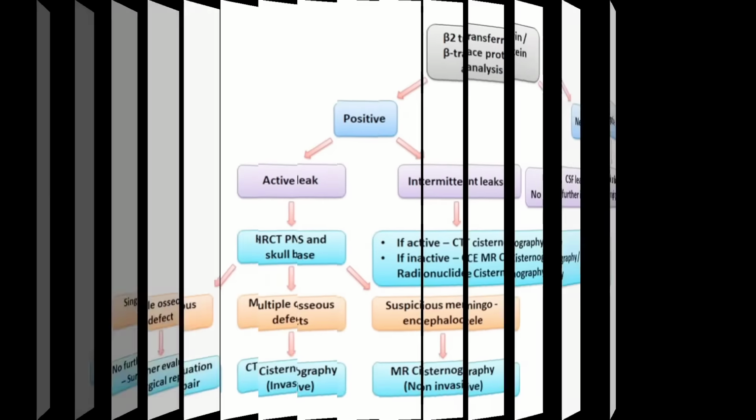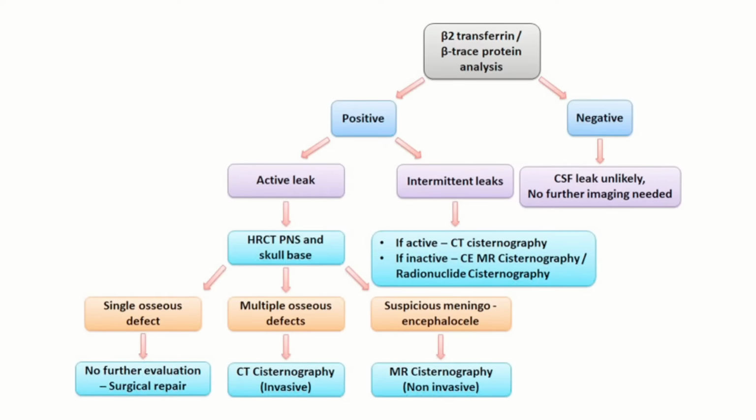Now, very importantly, whenever CSF rhinorrhea patients come to us, firstly confirm it is CSF, meaning beta 2 transferrin or beta trace protein analysis has to be done. If negative, CSF leak is unlikely, no further imaging needed. Got it? It is not CSF. If positive, check for an active leak or an intermittent leak.